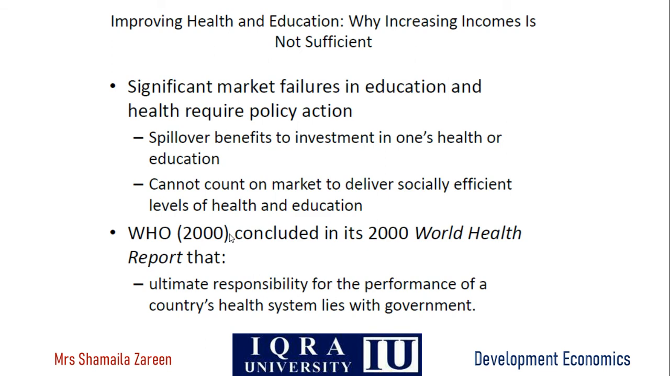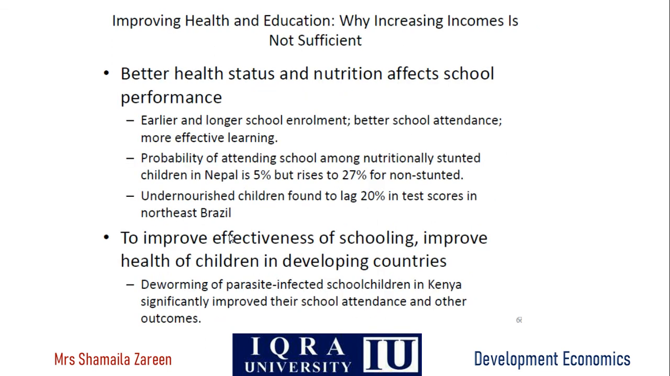So, improving health and nutrition, health and education, we are talking about why increasing income is not sufficient. Health and education levels are much higher in high income nations. There are good reasons to believe that causality runs in both directions. We have discussed that the causality runs in both directions in the developed nations.